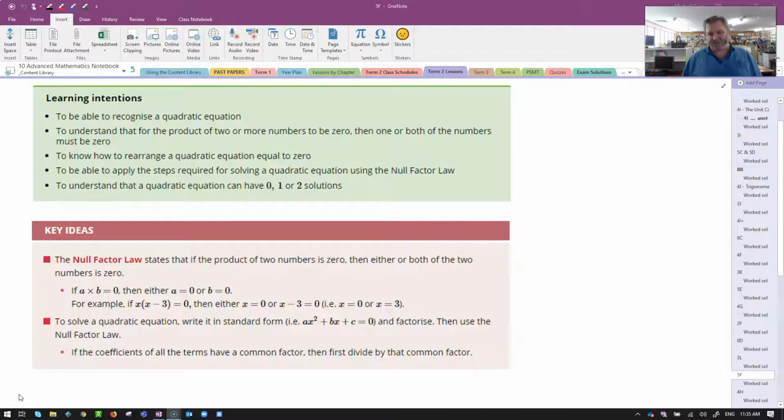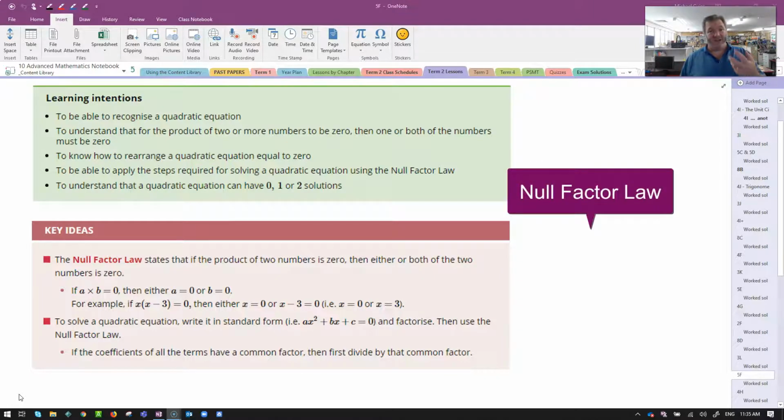Alright, exercise 5F. Solving quadratic equations. Why have we done all this practice factorising quadratics? Because factorising lets us use the Null Factor Law, which lets us solve quadratic equations.